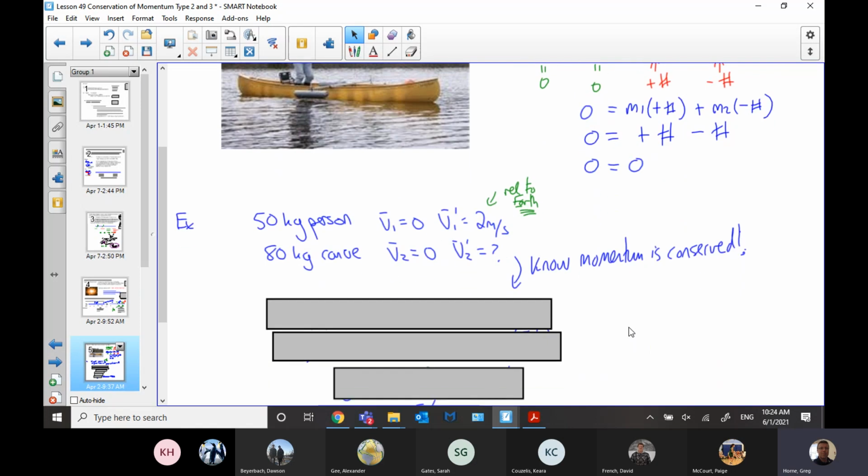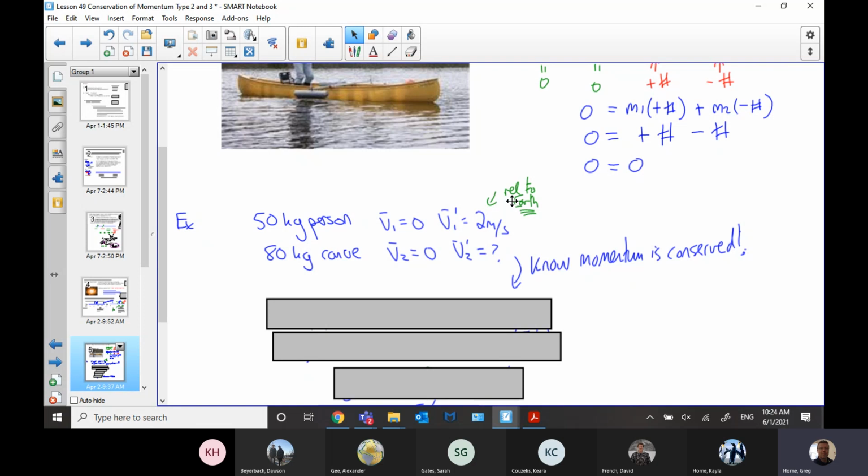We've got a 50 kilogram person, an 80 kilogram canoe, no velocities at the start. And then your prime velocities, your final velocities, are 2 for you relative to the Earth. Okay, and just make note of that, okay? It's like you have your phone GPS on and you walk so that your phone GPS says you're going 2 meters per second relative to the Earth, right?